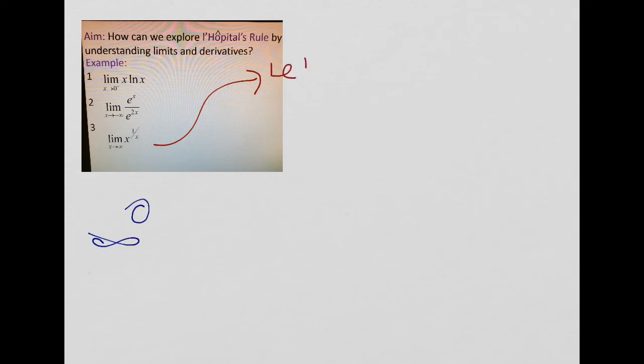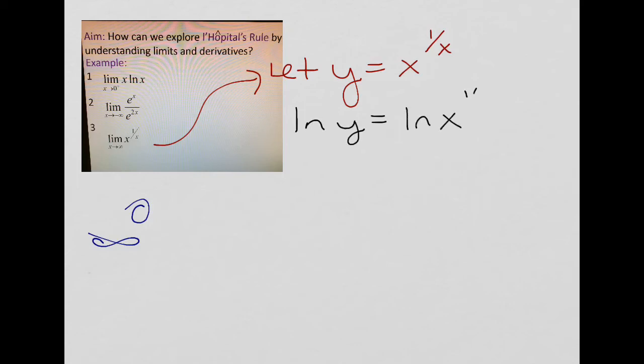We have to start using ln, and we have to do it for the function we're looking at. So let's say y is equal to x to the 1 over x power. What we want to do right now is use ln on both sides of the equation. Now you may be thinking, where did this come from? Why am I using this?